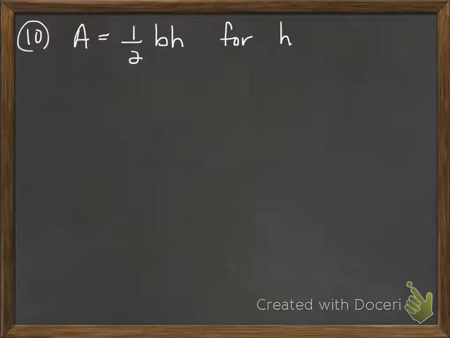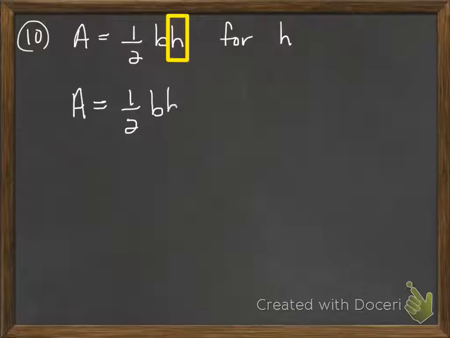In number 10, we have an equation that has more than one variable, and they're telling me that I'm going to need to solve for h. Alright, so the first thing that I probably want to do is I have to get rid of 1/2 and I have to get rid of b. I would probably get rid of the 1/2 first. So if I have a fraction that's being multiplied times my variable, then I'm going to multiply by the reciprocal of that fraction. So I'm going to multiply both sides by 2 over 1.